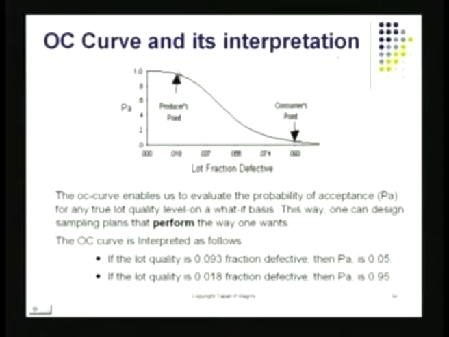Obviously, the producer would like you to accept as many lots as possible. They would like to make sure that your PA at the AQL level should be pretty close to 1, and the consumers would like to make sure that the PA at the RQL level is as close to 0 as possible. This is something that is desired by the two parties which are forming the two ends of the supply chain.